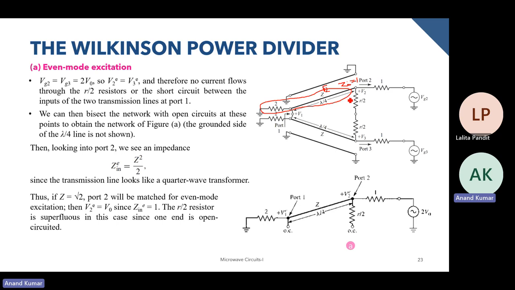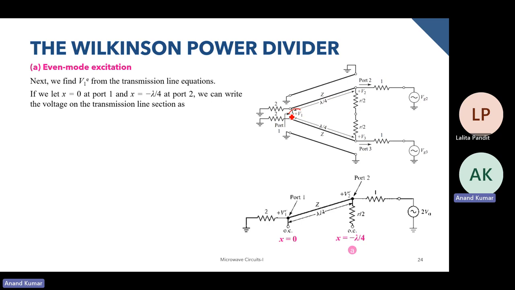And then if this impedance over here is 1 and this impedance over here is 1, then we can show that if this is 2V0, then at this node we will have V0. Okay, so this is all we are trying to say. And this R/2, since this is open circuit, can be ignored for even mode excitation.